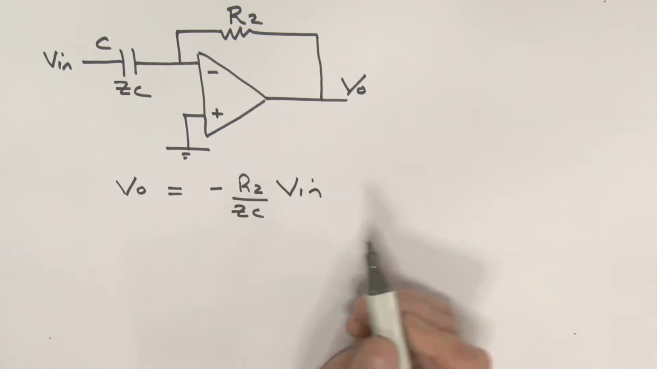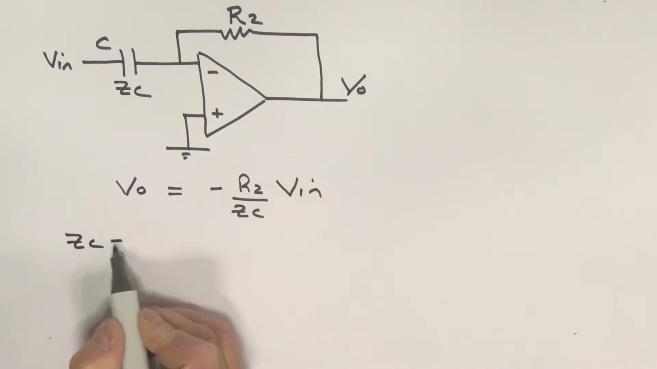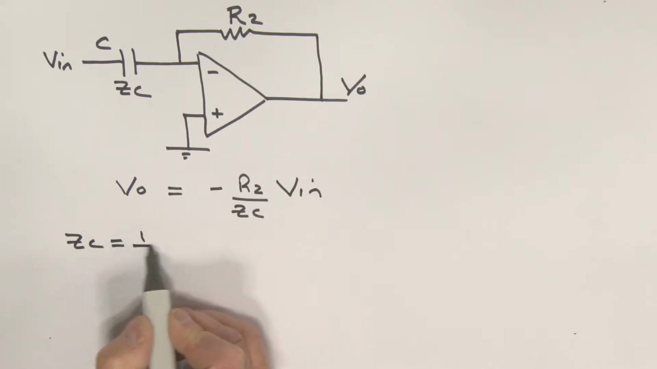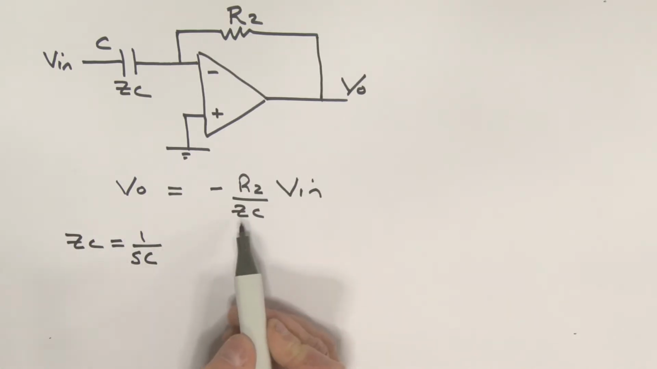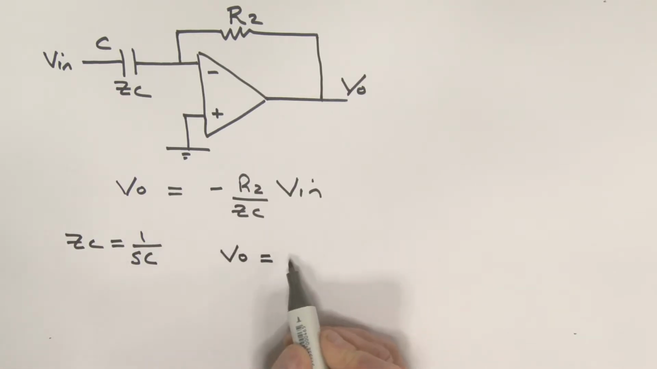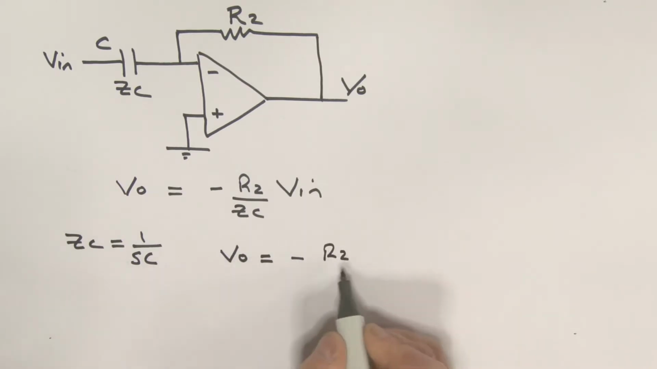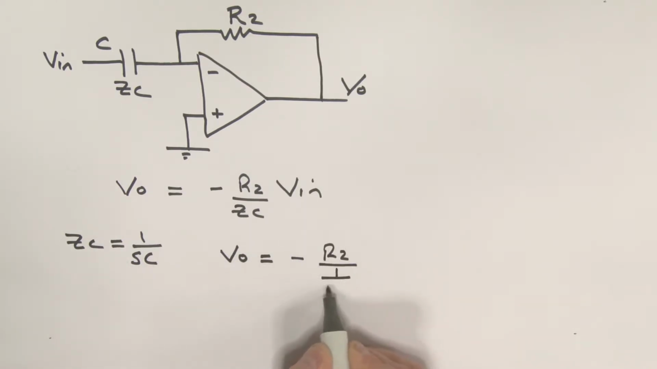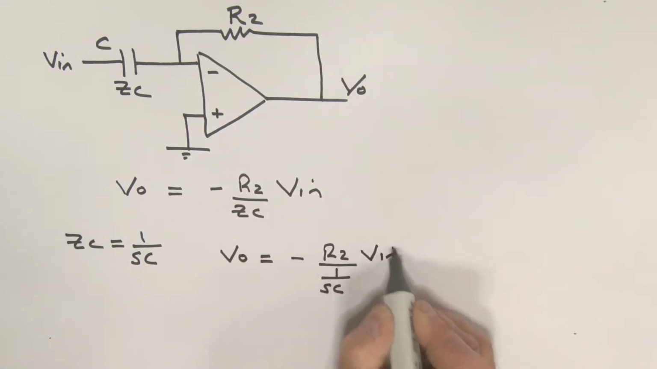All right, let's look at the ZC. From a Laplace point of view, we can say ZC is 1 over SC. Okay, let's put that information into our equation here. So we can say that the output voltage VO is equal to minus R2, and let's put ZC in, well that's a 1 over SC term, times Vin.